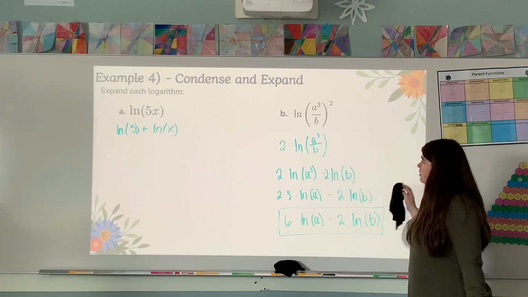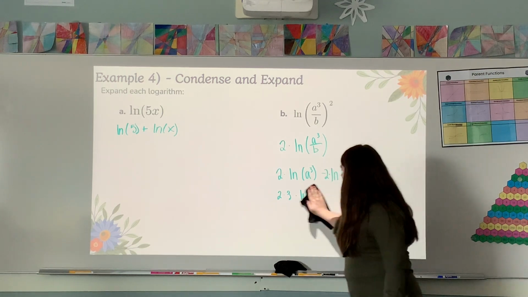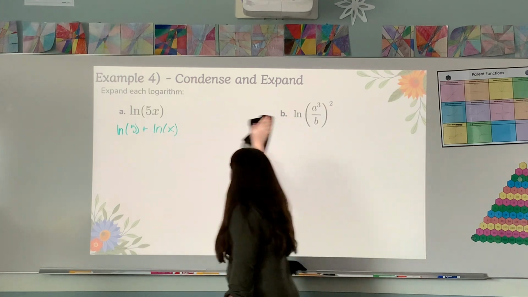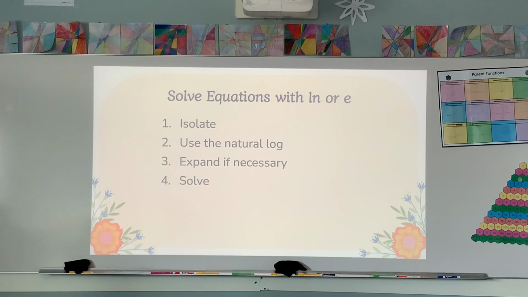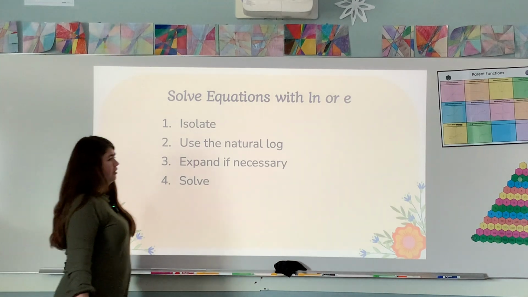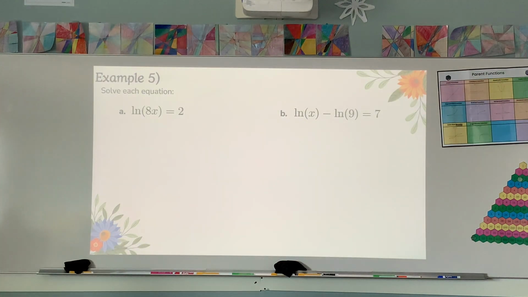That is all of our rearranging stuff. Now we're solving. Now we're going to do some solving. So, steps to solve equations with natural log or e. 1, you're going to isolate the log. 2, use the natural log. And then 3, expand if necessary. And then 4, solve. That's kind of vague, but it's the same steps that we've been doing, so it shouldn't be too bad here.